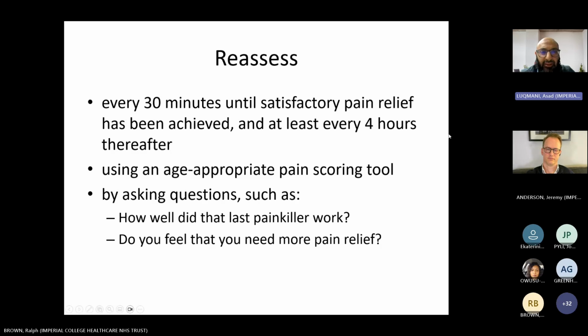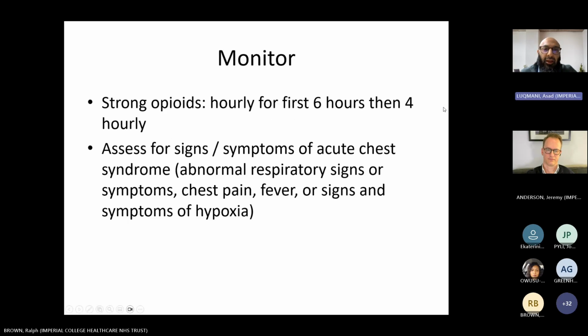And we can also assess the efficacy of the painkillers by asking questions such as, how well did that last painkiller work? Do you feel that you need more pain relief? Next slide. And I think this is the last slide regarding the NICE guidance.